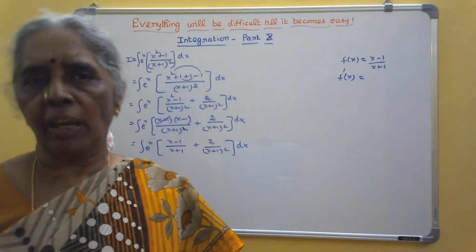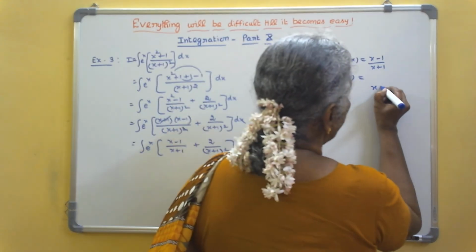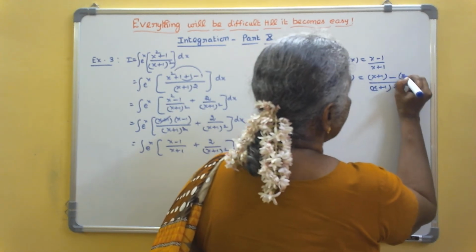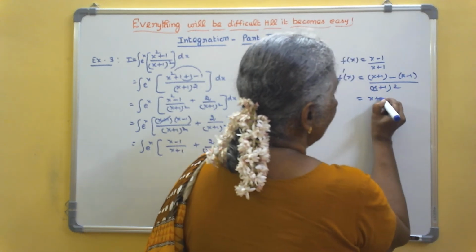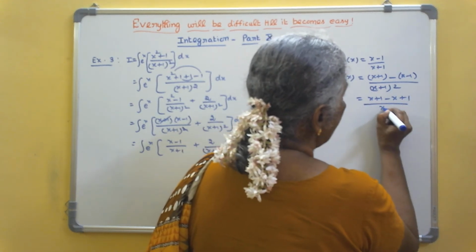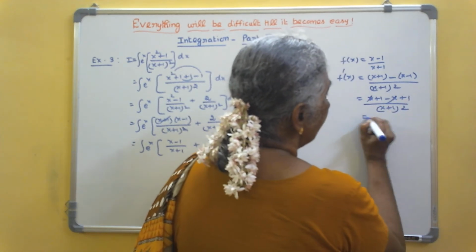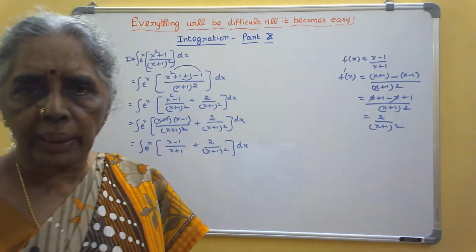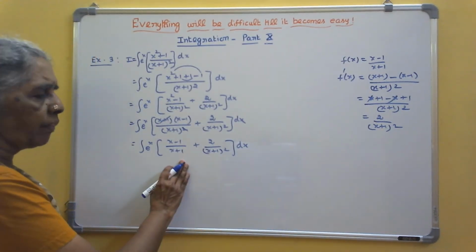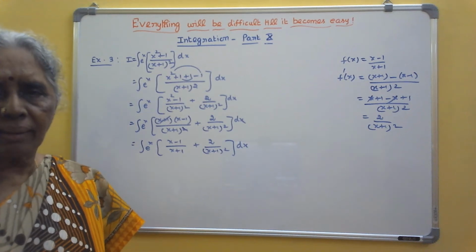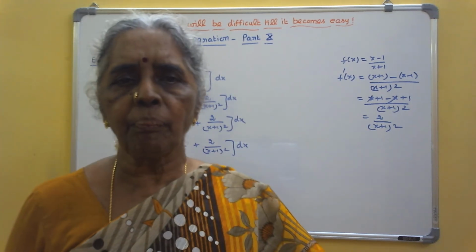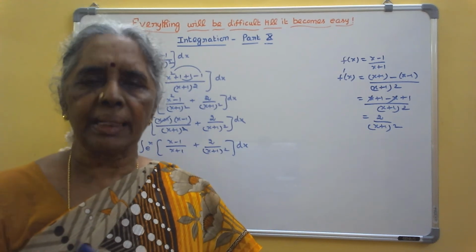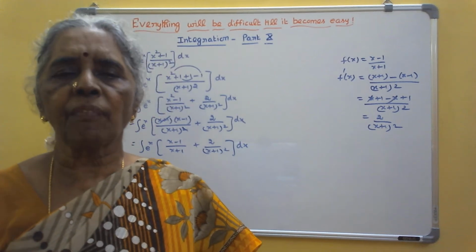Let me apply the u by v formula. So I will get x plus 1 the whole square, then v into u dash minus u into v dash. So I will get x plus 1 minus x plus 1 by x plus 1 the whole square. The x will get cut. I will get 2 by x plus 1 the whole square. Now you know this is f of x, that is f dash of x, and the integral is of the form e power x into f of x plus f dash of x dx. So the answer is e power x into f of x plus c.